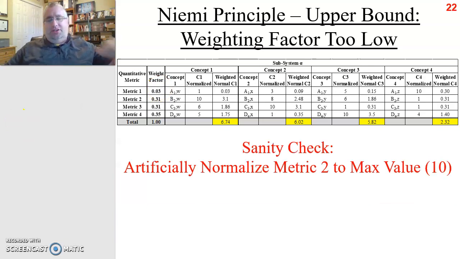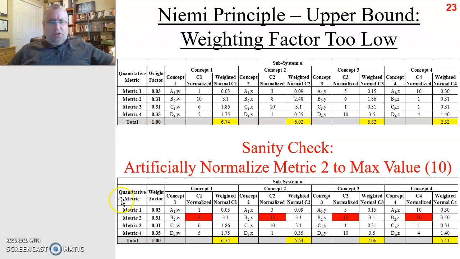But what I wanted to show you guys is, this is just sort of a sanity check. If you do the same operation on one of the other metrics that has a much more reasonable and substantial weighting factor, you do get a situation where these ultimate values for the concepts, the selection values, change. So I just want to do a sanity check where I'm going to artificially normalize metric 2 to a maximum value, and we'll see what happens.